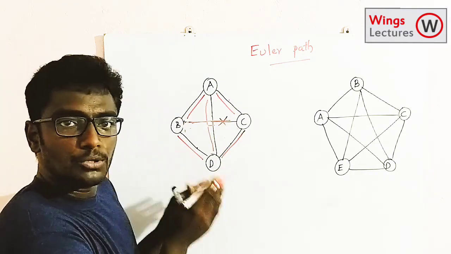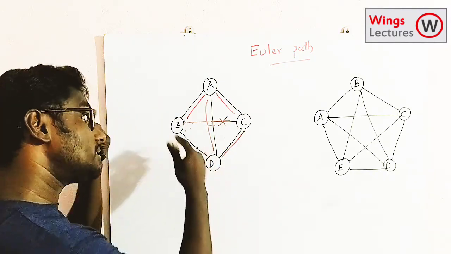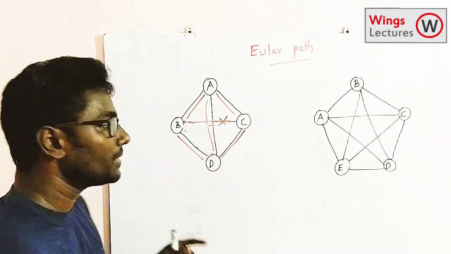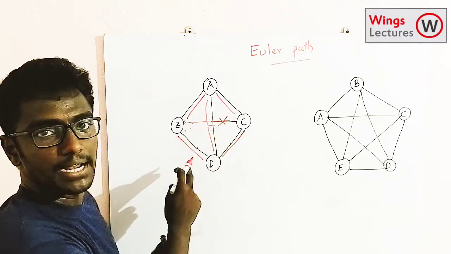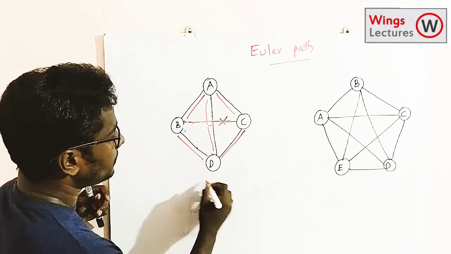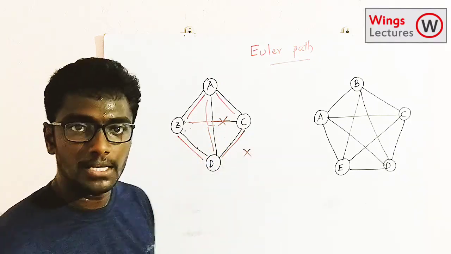So I can come to the conclusion that you can try with some other starting point also, but definitely you will not get an Euler's path from this graph. So it's not satisfying.